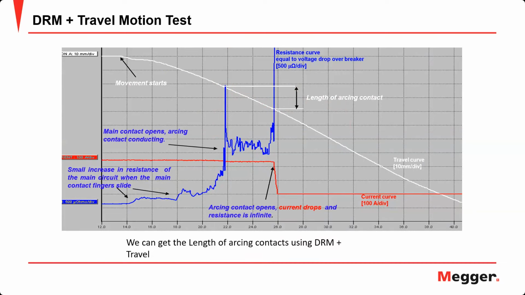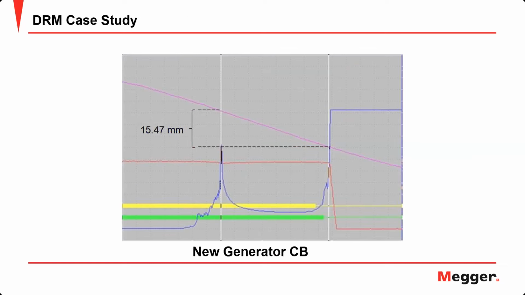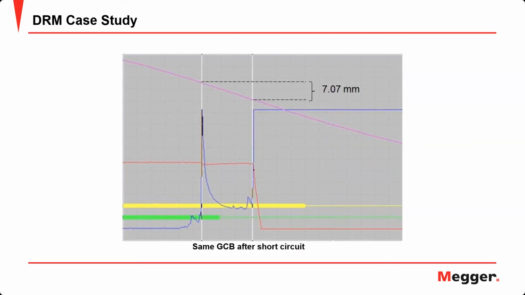We have a case study to show that. So this is a new generator circuit breaker that we have tested before. And you can see the arcing contact length is about 15.47 millimeters. There was a short circuit fault on this GCB, and we did a test again on the same breaker after the fault, and we can see that the length reduced to 7.07 millimeters.